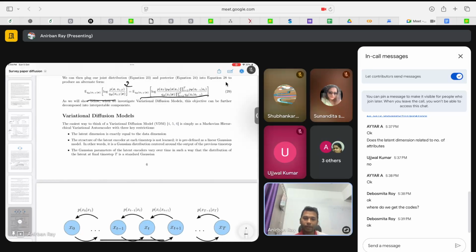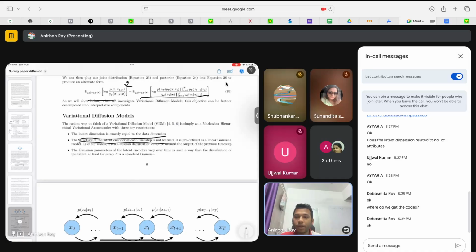The very different thing is that the latent dimension is exactly equal to the data dimension. In VAE what we saw, the latent dimension is the reduced space, but in diffusion models it is the same space. It's a very important thing here. The structure of the latent code at each time step is not learned, another very important point.